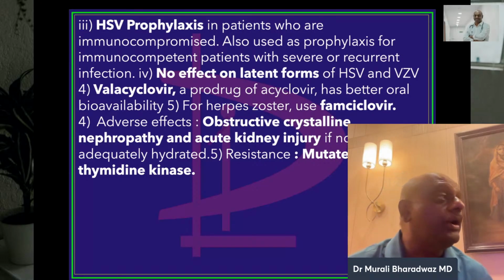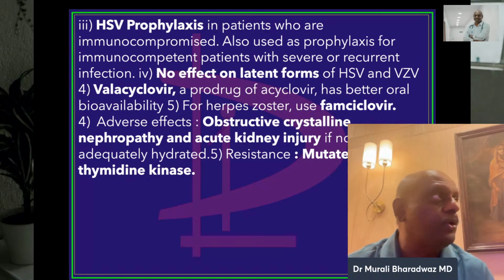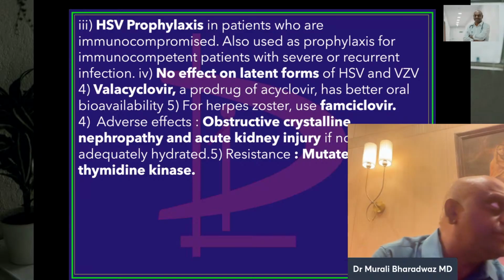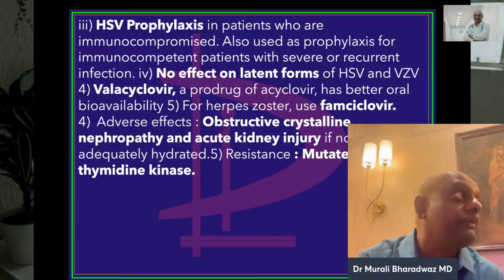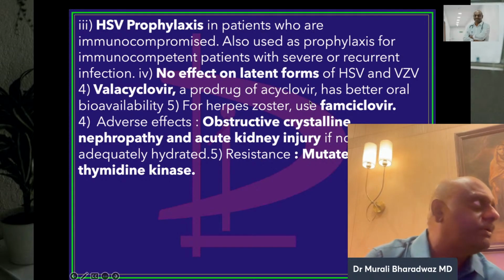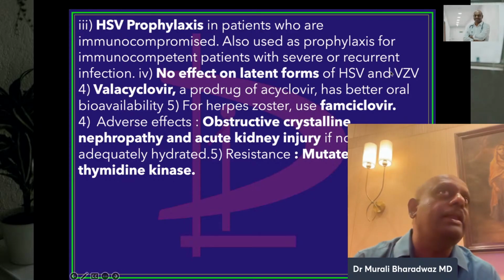So it has no effect on latent forms. Then valacyclovir is a prodrug of the acyclovir, has a better oral availability, and that's the point. And for herpes zoster, what do we use, doctor? Famciclovir, chickenpox ki. Yeah. Even acyclovir and all are useful on herpes zoster, but not the latent form.